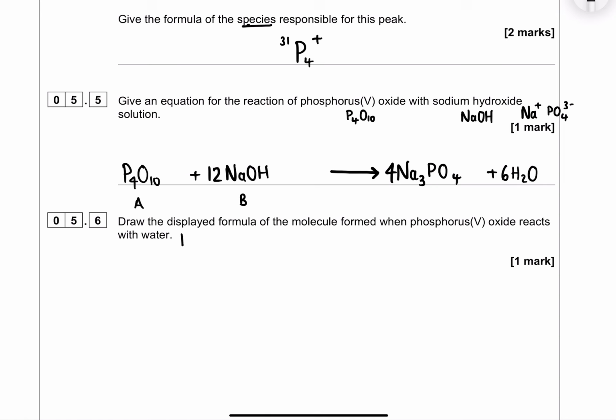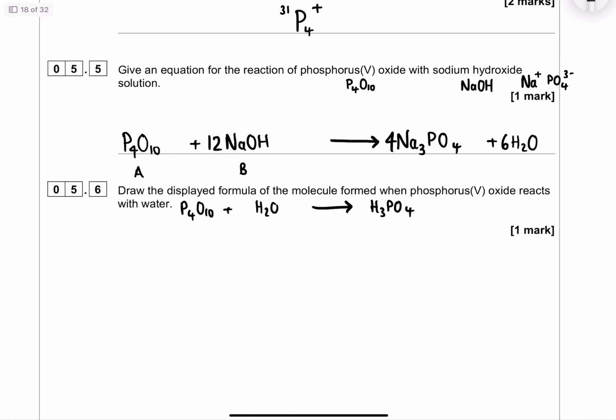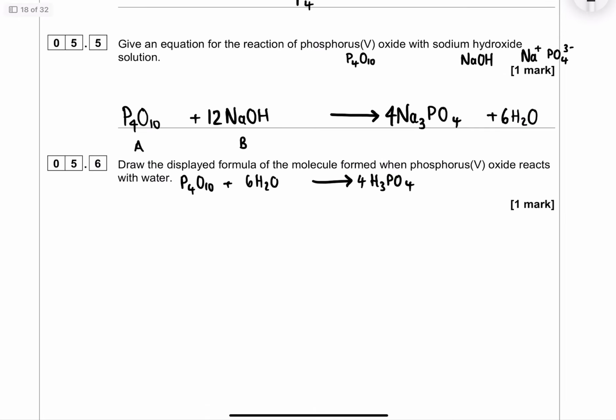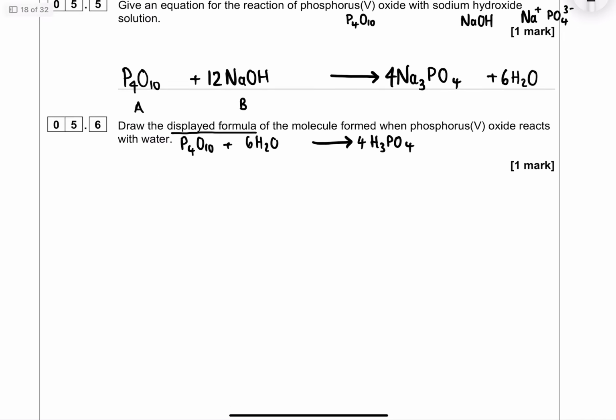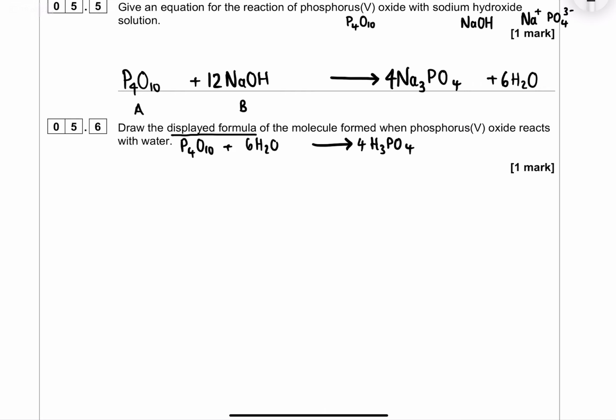What happens when P4O10 reacts with water is that we're going to create phosphoric acid, H3PO4. Although we don't need an equation here, we could balance this equation like this. It's not necessary. We just need to draw the displayed formula. So we need to make sure we do it displayed of H3PO4.